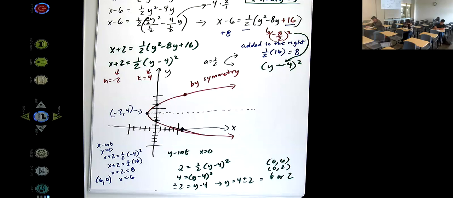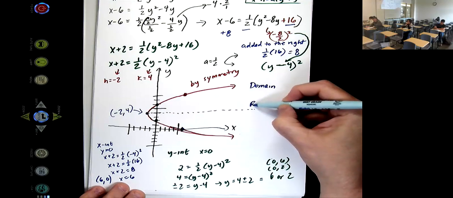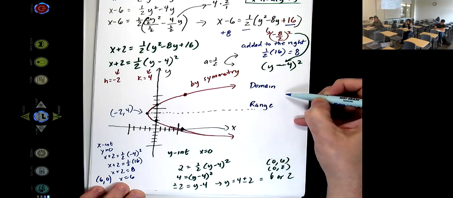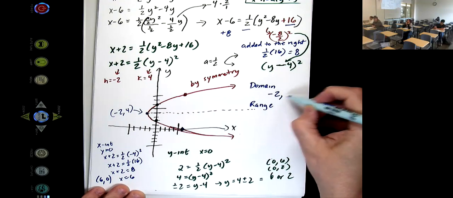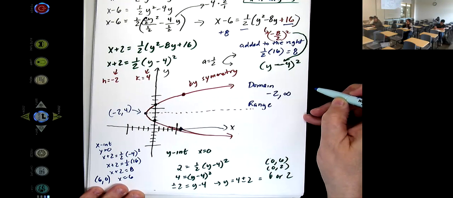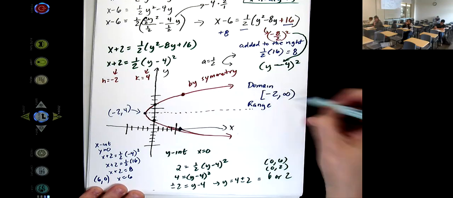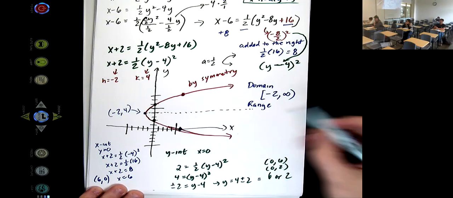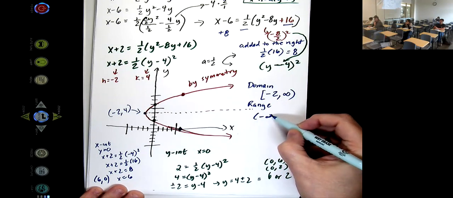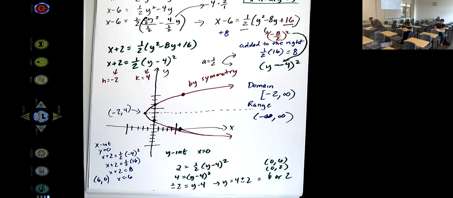Domain and range here. -2. And what kind of notation do I use on it? You use this bracket around -2. Excellent. What about the range? And -3. Oh, look at this. Quick on it. That's correct.